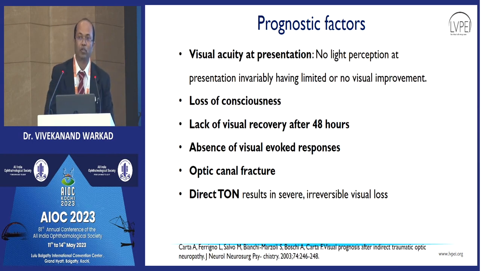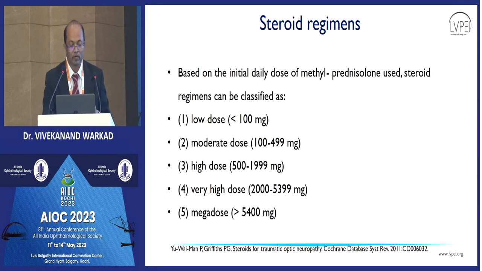So what are the prognostic factors? We need to understand that visual acuity at presentation is extremely important at baseline. Others are loss of consciousness, lack of visual recovery after 48 hours, absence of visual evoked responses when you order the VEP, optic canal fracture, and direct TRON. If you know these prognostic factors, you can counsel your patient and have realistic expectations of whatever intervention you do.